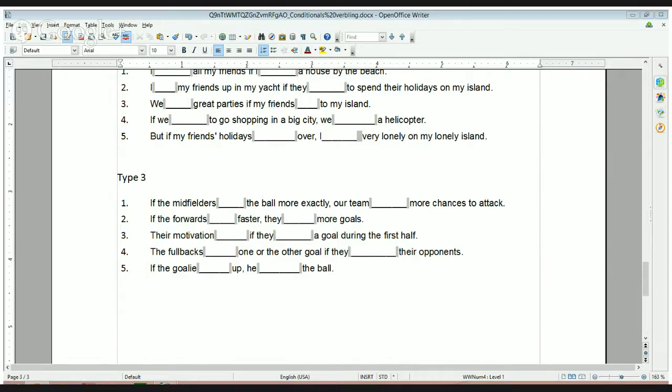Awesome conjugation. B is a little bit weird for the second blank. It might be better if we say have, so that would be would have had more chances to attack, but the conjugation was perfect. Thank you, Adela.